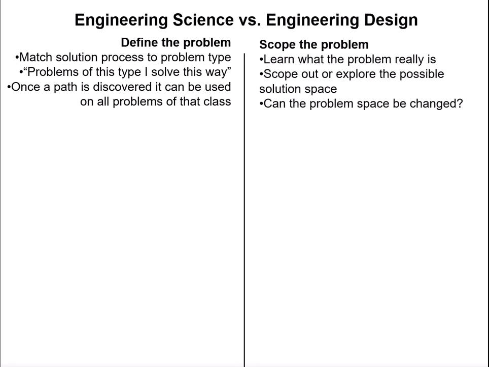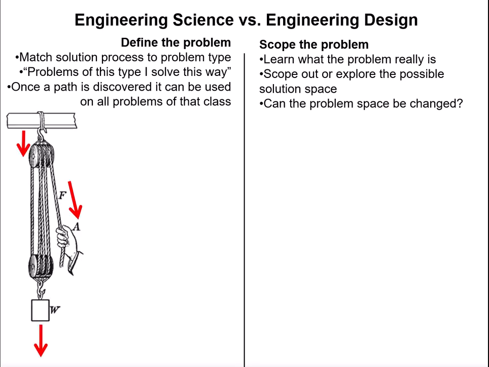In engineering design, it's more important to scope the problem, to learn what the problem is, scope out or explore the possible solution space, and ask if we can change the solution space, because we're allowed to do that in engineering design. So let's look at a particular example you've probably encountered early in your engineering classes or physics classes, of a weight on a block and tackle rope and pulley system.